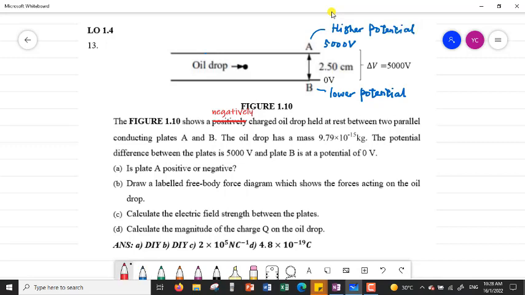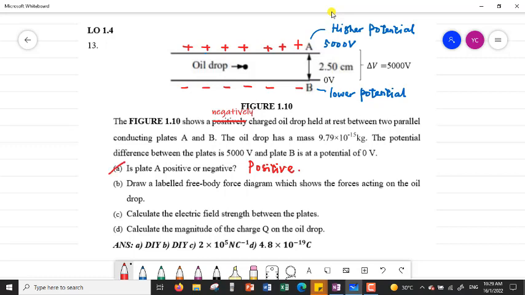So, guys, we know that plate A is at higher potential and plate B at lower potential, so that means plate A will be positively charged and plate B will be negatively charged. So our answer for question A is plate A will be positive.